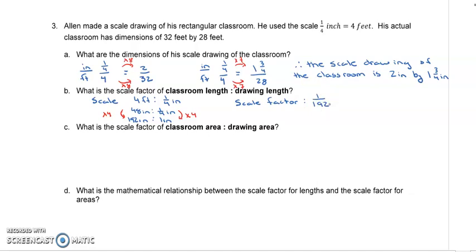Now for C, it says what's the scale factor of the classroom area to the drawing area? So on this one, I want to remember to find my common units right from the beginning. So I'm going to change that 32 feet and 28 feet into inches. Once I know the inches, I can then find the area of each of those to find the scale factor. All right, give this one a try.